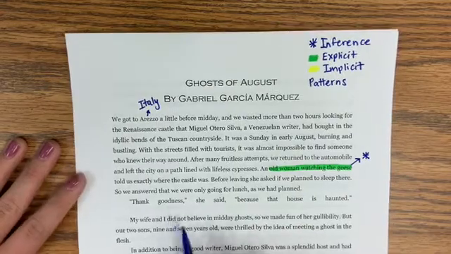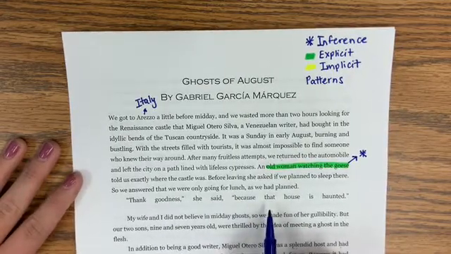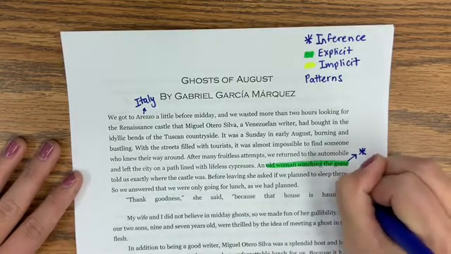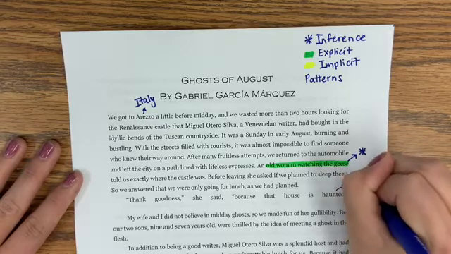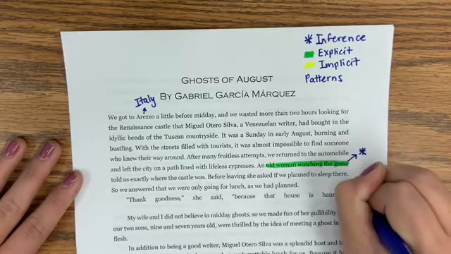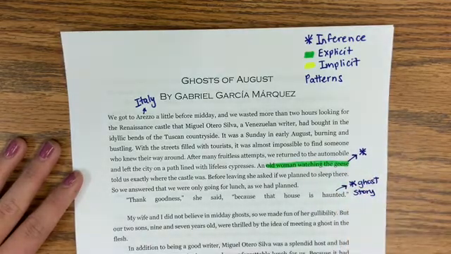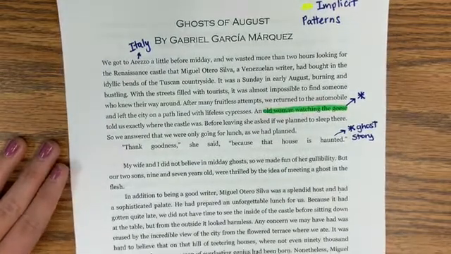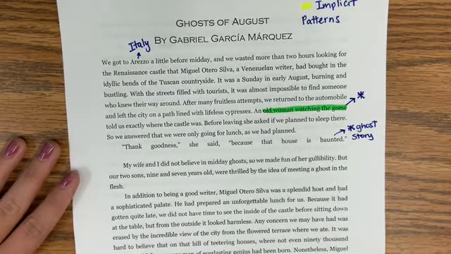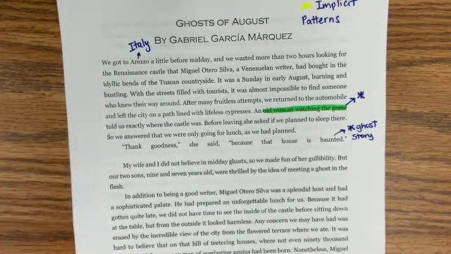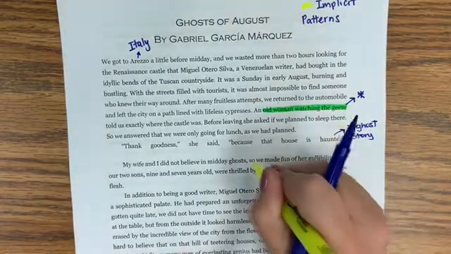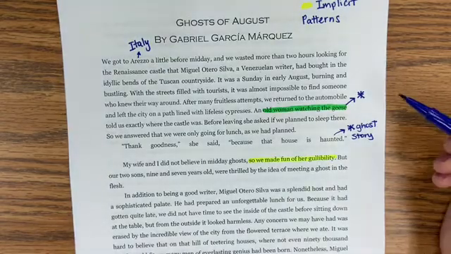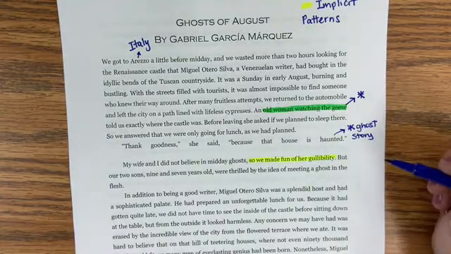Thank goodness, she said, because that house is haunted. All right, I'm going to make an inference here based on our title that we are going to get a ghost story about a haunted house. My wife and I did not believe in midday ghosts, so we made fun of her gullibility. Again, this is another detail about the old woman that could have you revise the inference that you made at the top, or maybe continue it.